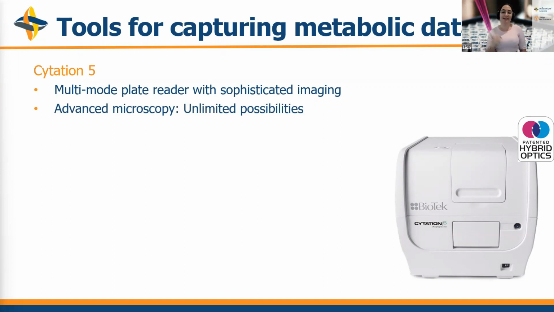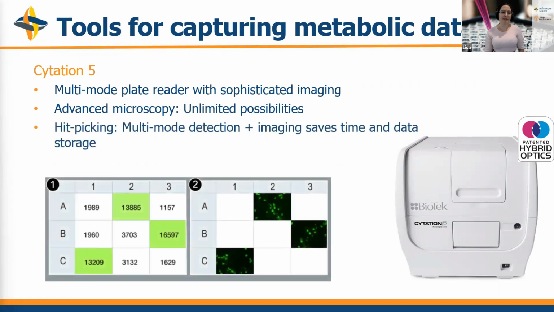The Citation 5 has the patented hybrid optics that Biotech is known for, using both monochromator and filters. Again, flexibility and performance, along with your advanced microscopy. And the real advantage can be just illustrated here on the screen through hit picking. Using hit picking in the Citation 5, you can detect your areas of interest and then simply image those wells, which is going to save you a significant amount of time and data storage.